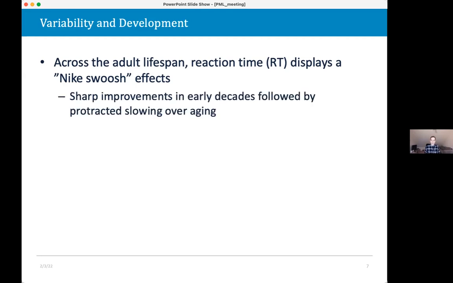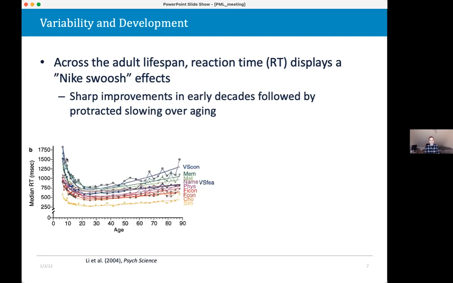unfortunately. But what we mean by this is that there are sharp improvements in early decades in life, followed by protracted slowing over aging. So, in the prior decades of our lives, we got fast relatively quickly, in the 10 to 20s, and then we've all transitioned past the point where we're getting any faster, and it's just bad news from here, where we're all going to get slower over time in our reaction time. And this is across a number of different tasks. We see this same swoosh effect, where there's an inflection somewhere around 20s and 30s.